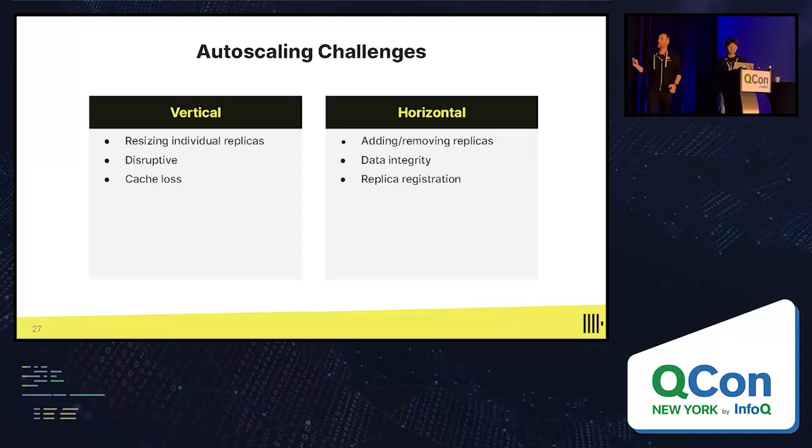On the other side, we have horizontal auto-scaling. And this actually refers to the size of the cluster itself, so how many replicas it has. By default, our clusters come with 3 replicas, and horizontal auto-scaling can either increase or decrease that number. Some technical challenges around horizontal auto-scaling.